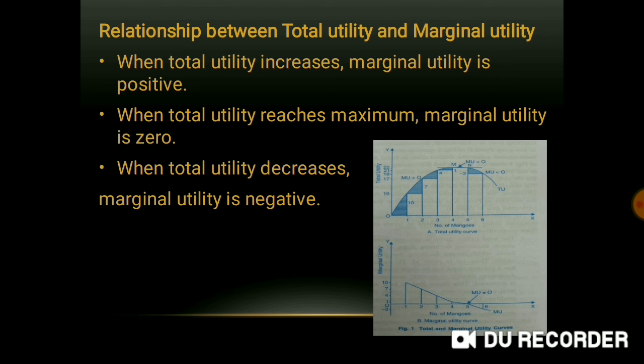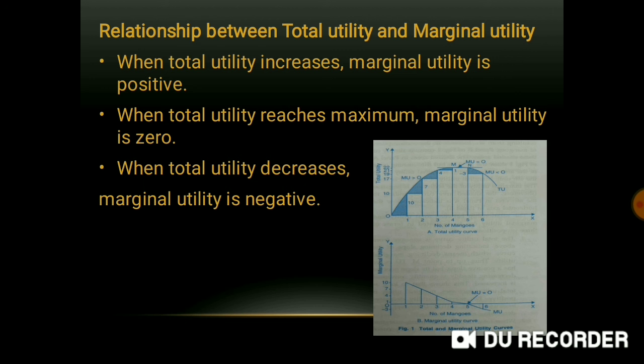So the second relationship is that whenever the total utility reaches maximum, marginal utility is 0. So look at the diagram again. When the total utility reaches maximum at point M, at that point, look at the second panel. At that point, the marginal utility has touched the x-axis. That is, marginal utility has become 0.